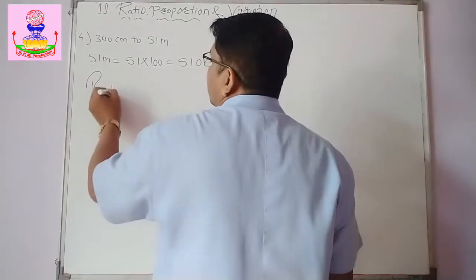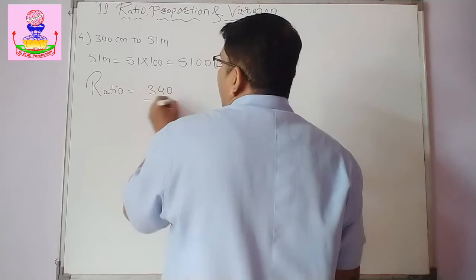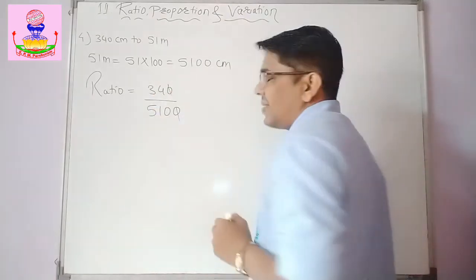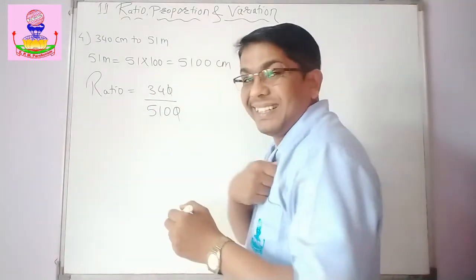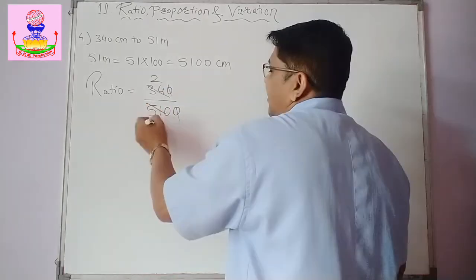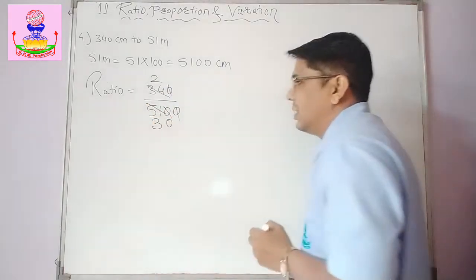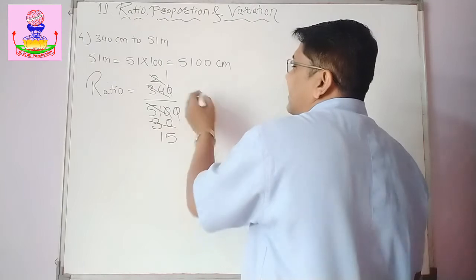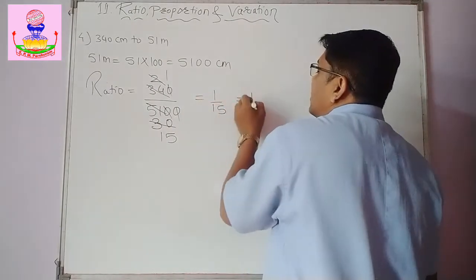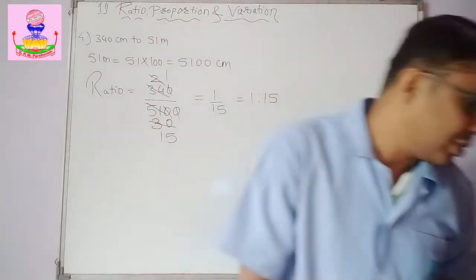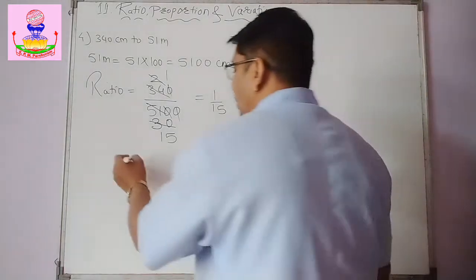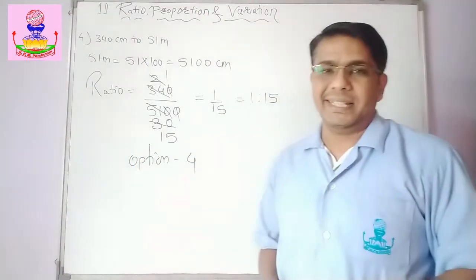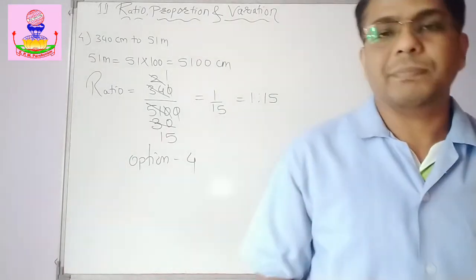Okay, now we have to compare them. So the ratio is 340 upon 5100 centimeters. 10 gets cancelled. Now table, I know the tables. 17 2s are 34. 17 3s are 51. 17 0s are 0. Oh yes. 2 1s are 2. 2 15s are 30. So 1 upon 15, that is equal to 1 is to 15. And hence option 4. Option 4 is the right answer. Okay. Now let's move to the fifth example.